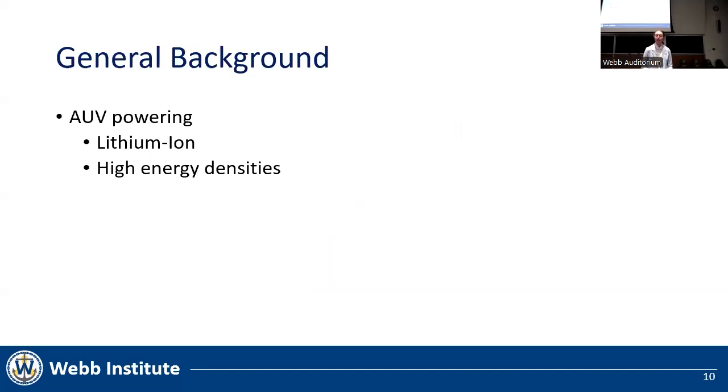For a general background, AUVs come in different sizes and mission types. These vary their power demands for, usually, their batteries. Lithium-ion batteries are the most common for their high energy densities, allowing AUVs to maximize their payload capacity.